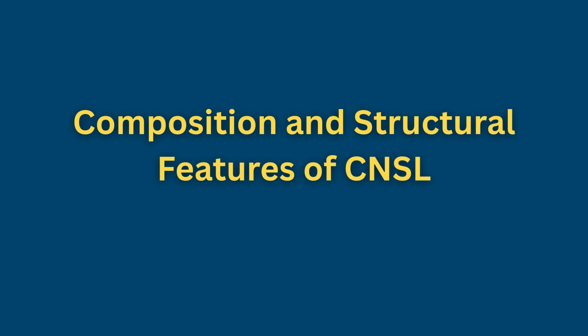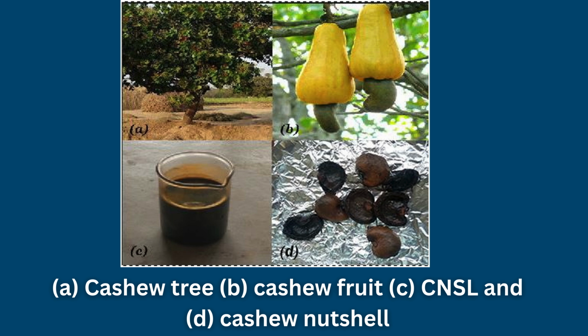Composition and structural features of CNSL. Cashew nut shell liquid is a dark brown, viscous liquid extracted from the shell of the cashew nut, which originates from the tropical tree Anacardium occidentale. The shell constitutes a significant fraction of the total nut mass, typically ranging from 55% to 65%, and global production of cashew nuts generates millions of tons of this waste material annually.